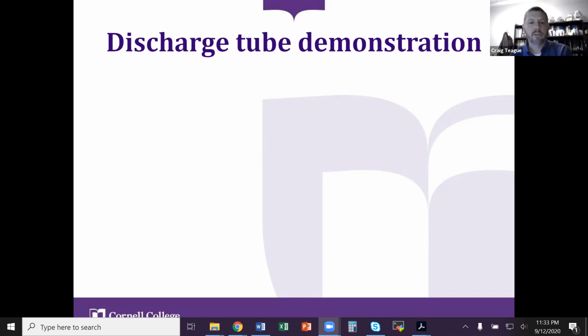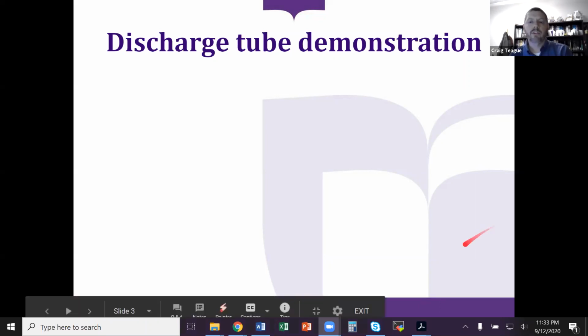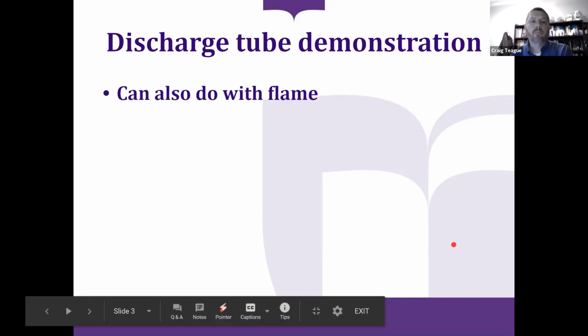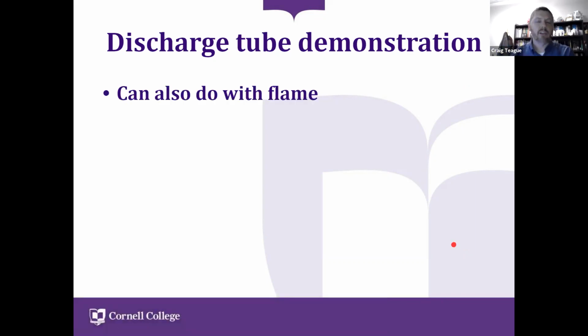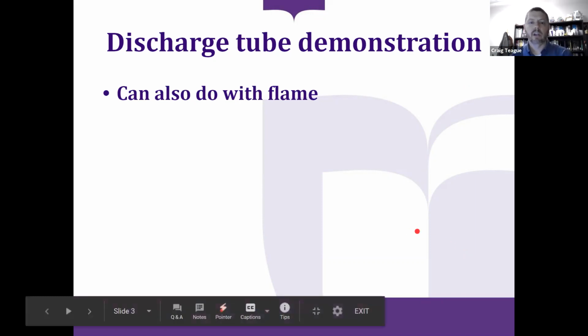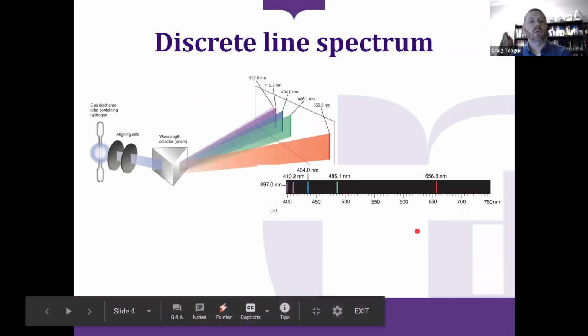And we're back to this screen. So that was our discharge tube demonstration. And you can also do this by using a flame instead of passing an electrical current through. And in fact, that's how the scientists working in the middle of the 1800s first did this sort of experiment to realize that elements had different colors. So let's talk a little bit more about that.